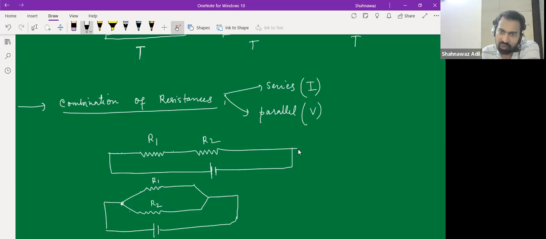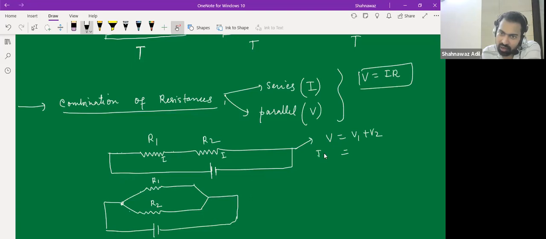For series, what do we have? The current is the same, right? This has I, and this has I. And the voltage would be V1 plus V2. From Ohm's law, we know that V is IR. So this is I R equivalent, and this is I R1 plus I R2. The I cancels, and we have R equivalent is R1 plus R2.